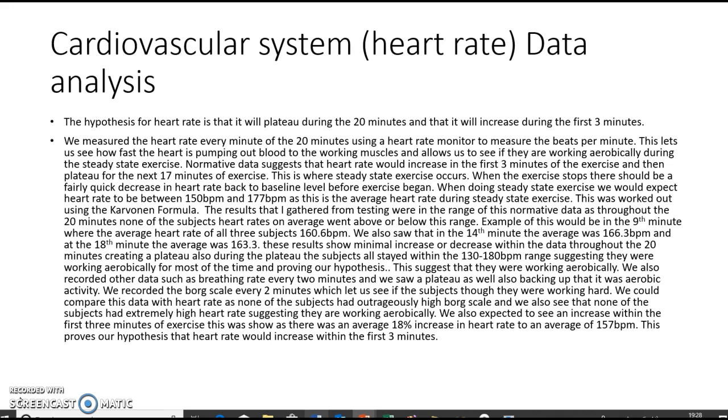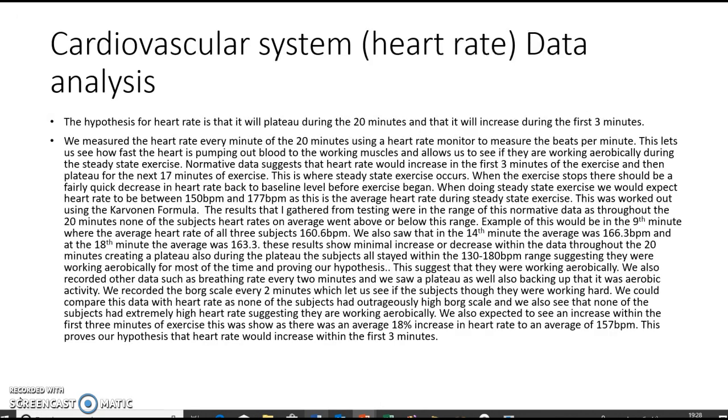None of the subjects' heart rates on average went above or below this range. An example of this would be in the 9th minute, where the average heart rate of all 3 subjects was 160.6. We then see in the 14th minute it was 166.3, and in the 18th it was 163.3. These results show minimal increase or decrease throughout the 20 minutes, creating a plateau.